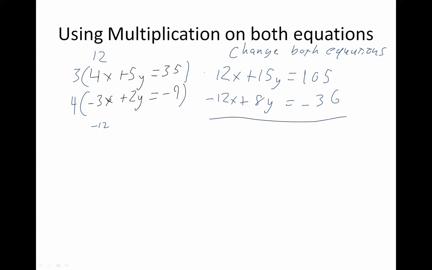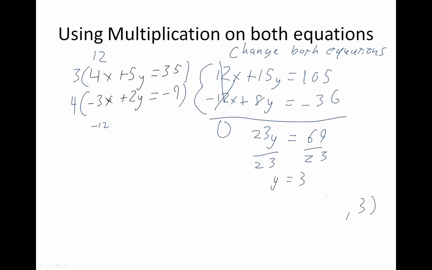And notice, after we changed both of the equations, we now have a situation right here with 12 and negative 12 that they can be eliminated. So now we add them together. That becomes 0. 15 plus 8 makes 23y. And 105 minus 36 makes 105 minus 6 makes 99. 99 minus 30 makes 69. Divide both sides by 23. We get y equals 3.